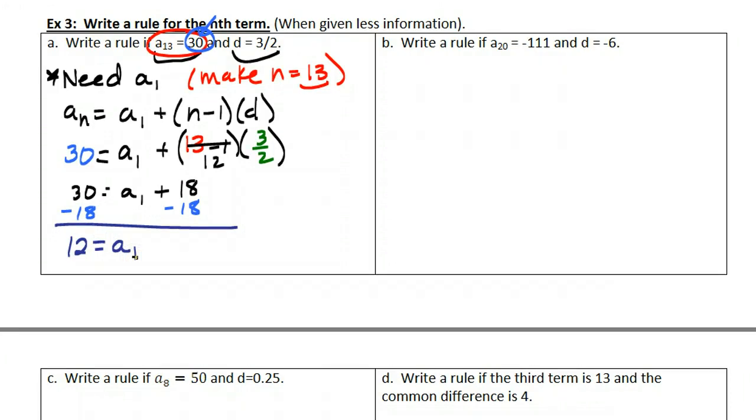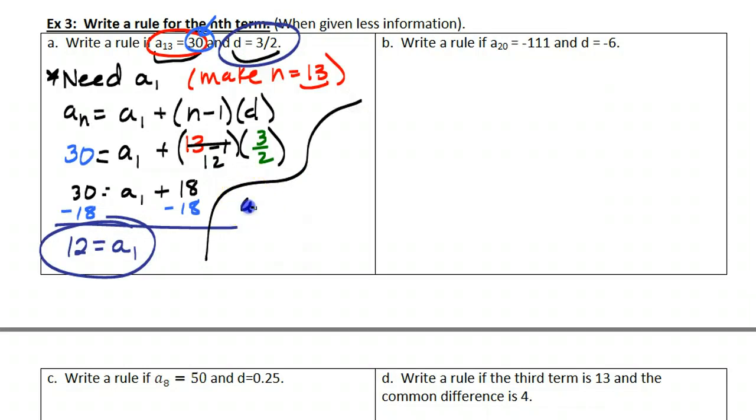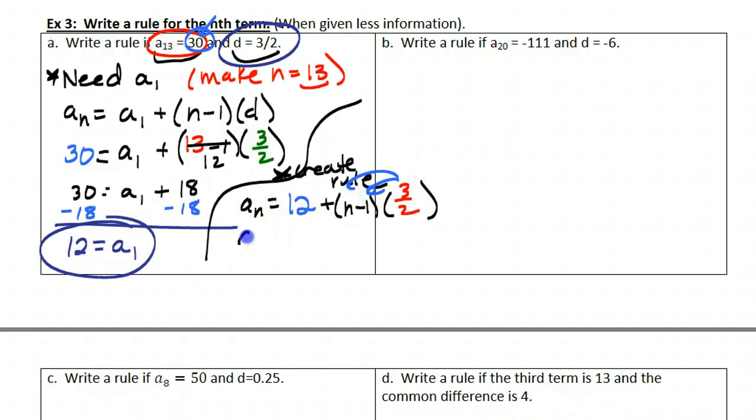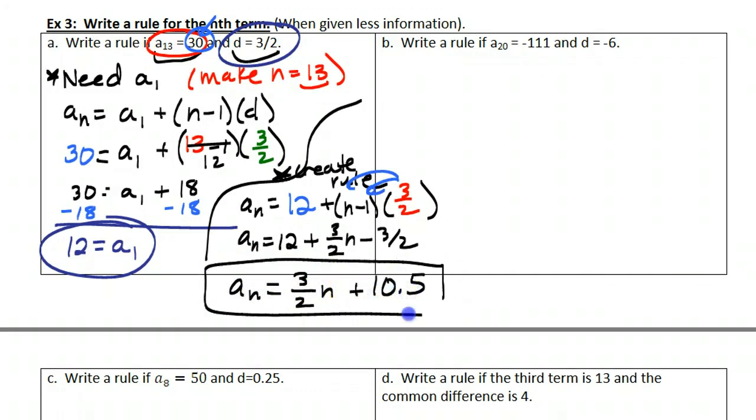Now that I have term 1, and I have D that was given to me, now I can create my rule. So, to create your rule, or your formula, you always want to plug in A1, and you want to plug in D, and then we'll simplify. So again, first step, distribute. So right now I have A sub n equals 12 plus 3/2 n minus 3/2. Combine like terms, so 3/2 n plus 10.5, or you could have it in fraction form too. Either one is fine.